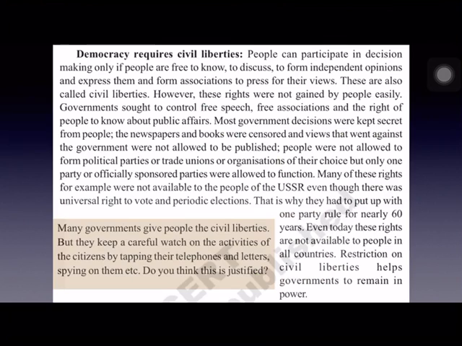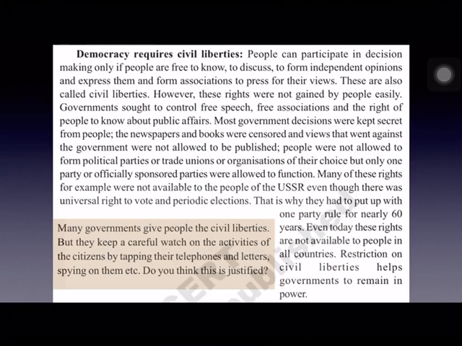If all these freedoms are given to the people, then only they can participate in decision making and also in the implementation of the decisions. And these are called civil liberties: freedom of speech, freedom of expression, freedom to form associations, and freedom of press.